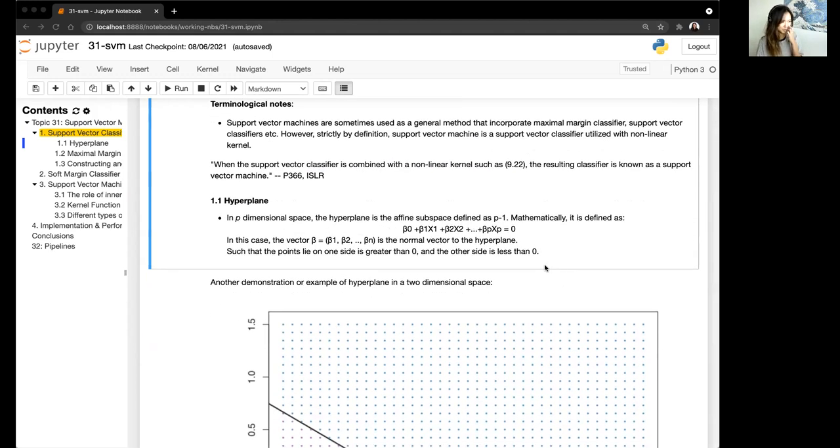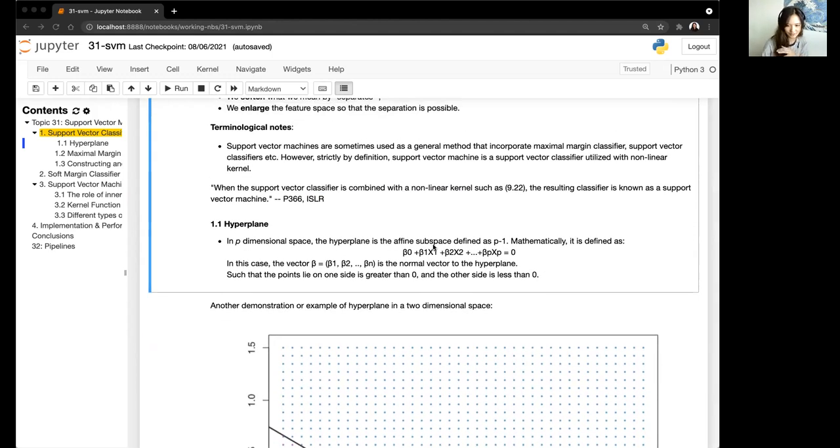All right, so the idea of all SVMs is we're trying to take a plane, a flat surface, and divide our data perfectly. So in a p-dimensional space, where p is the number of features that you have, the hyperplane is a subspace of dimension p-1. Mathematically, you can define a plane with this equation. As you can see, this equation is a linear equation, right?